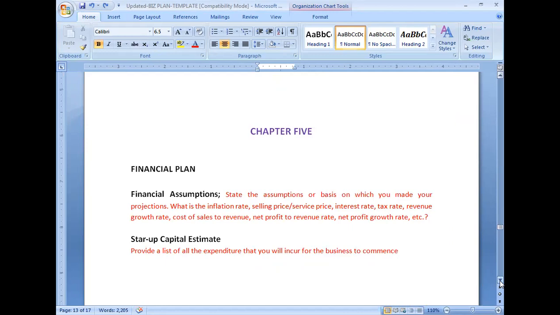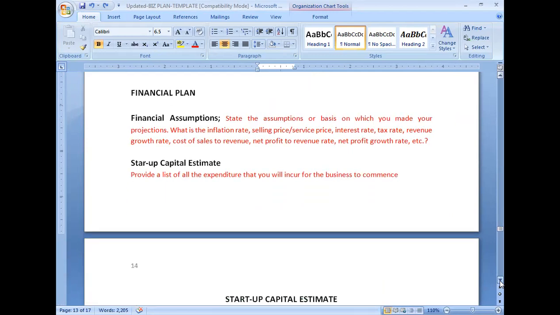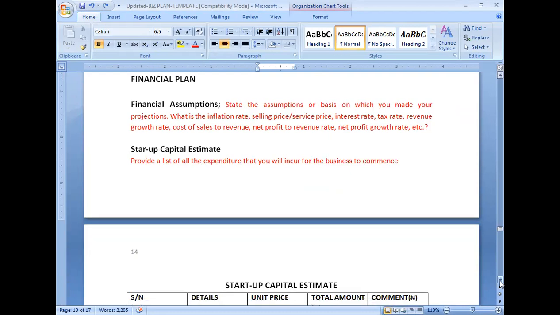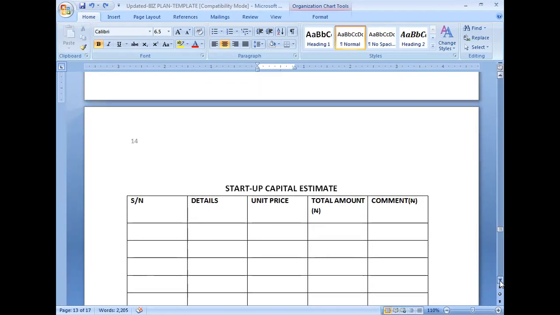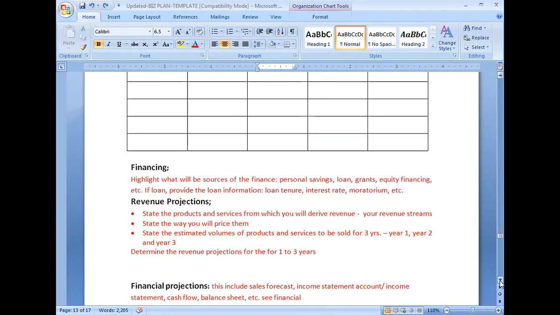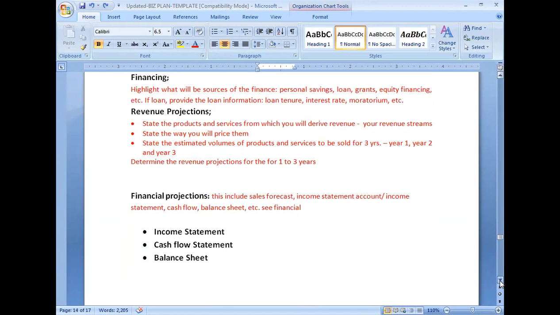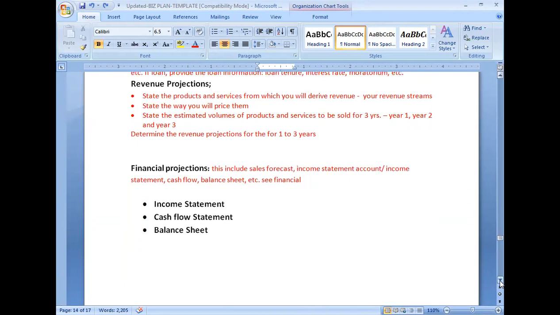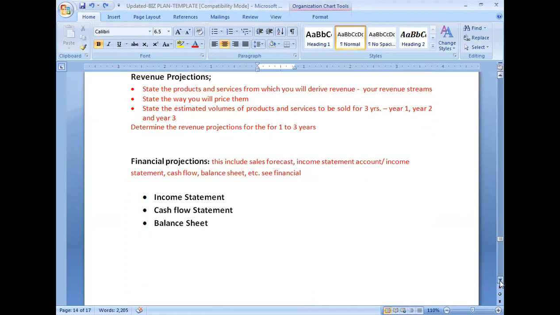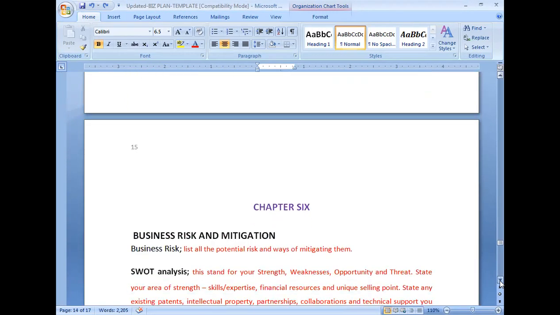So chapter 5 is talking about the financial plan. So here it's talking about all the financial plan, both the startup capital estimate. So here, you are going to extract the income statement, the balance sheet, the cash flow statement from the financial template and paste them here. So here we'll know whether your business is profitable, viable, or not.